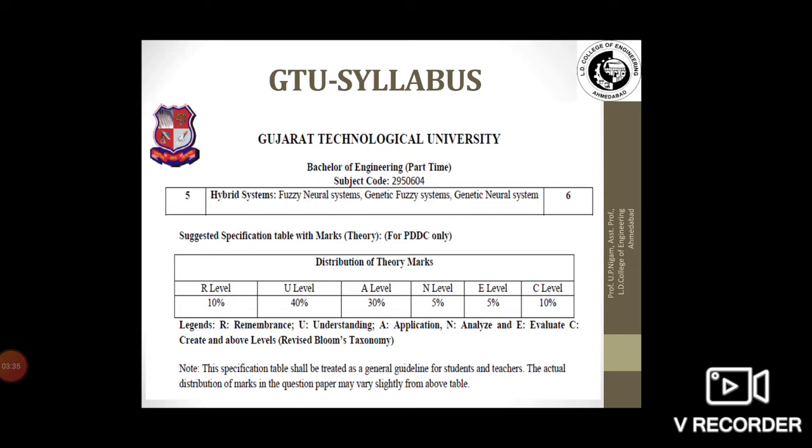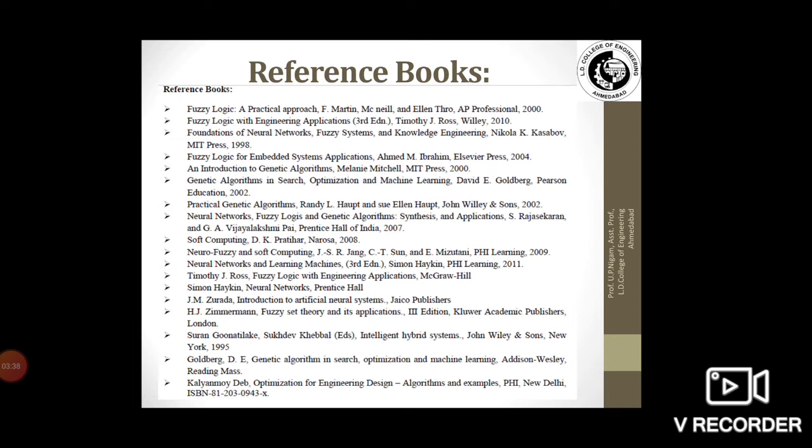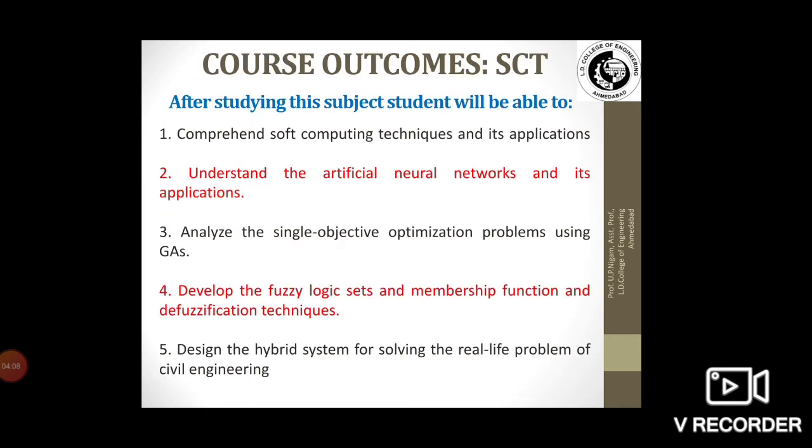Now you can see the distribution of the theory marks as well. There are various reference books which are used separately for the soft computing techniques: a separate book for fuzzy logic, a separate book for the ANN and a separate book for genetic algorithms. But we can also have some book on soft computing techniques, which I will let you know in the lecture sessions or the practical sessions when you can use. If you use the separate books, you will get more grip on the subject.